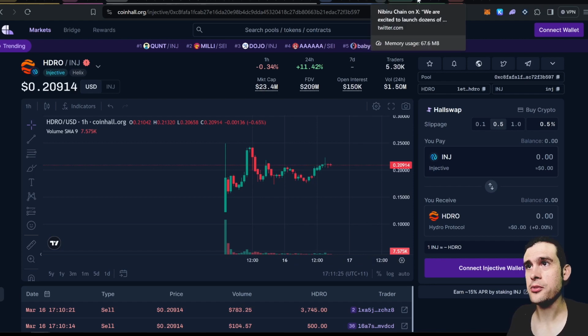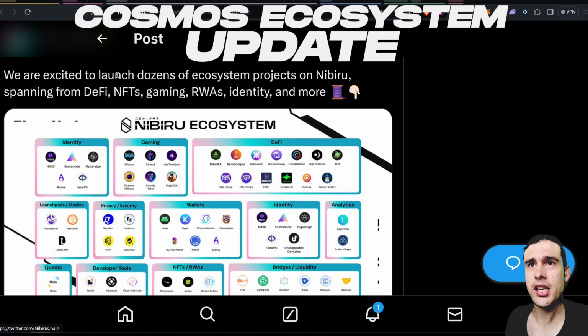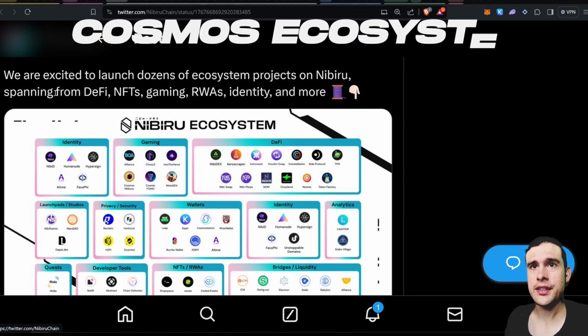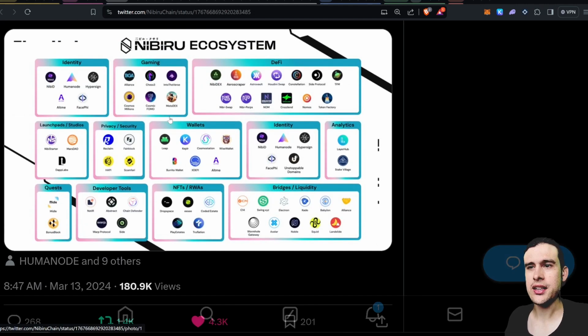So anyway, let's move on. Cosmos ecosystem updates. So we've got the Nibiru ecosystem and chain has gone live. So this is the Nibiru chain. I've covered this in previous videos. This was an airdrop farm where I think I got about $30 worth of tokens from the airdrop.